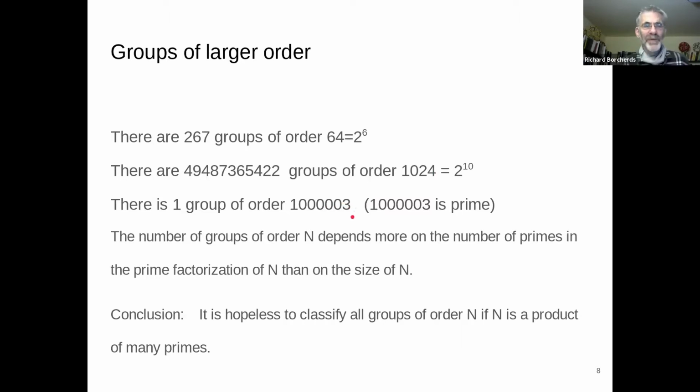So the number of groups of order n doesn't really depend very much on the size of n. It depends very much more on the number of primes and the prime factorization of n, and it depends even more on the highest exponent of some prime. If the order is divisible by some prime to the power of 10, then there are going to be an absolutely incredibly large number of groups. Anyway, the conclusion is that there's no reasonable way to classify all groups of order n. There are just too many of them, and they're just a confusing mess.